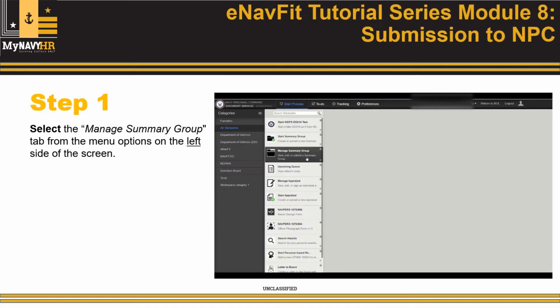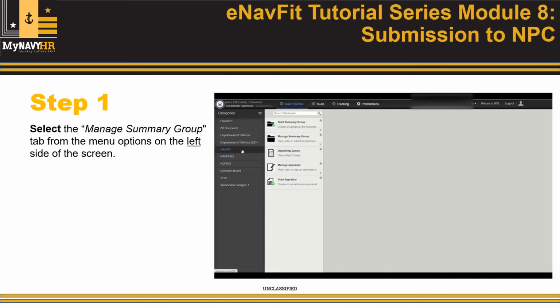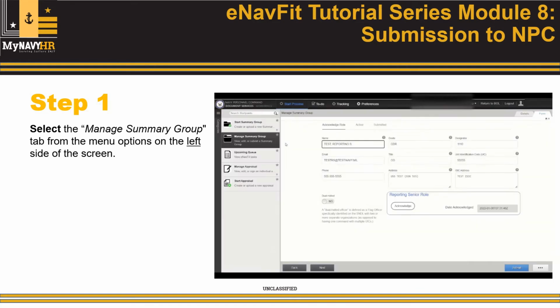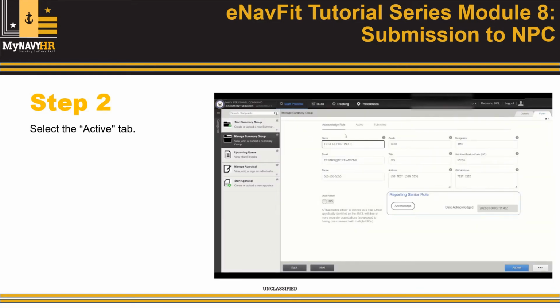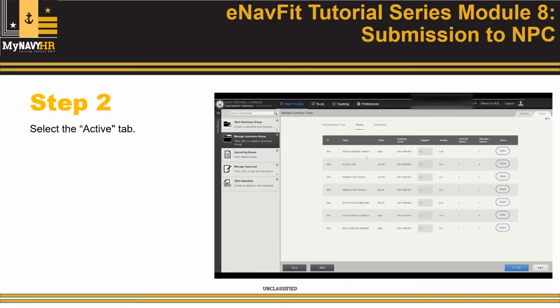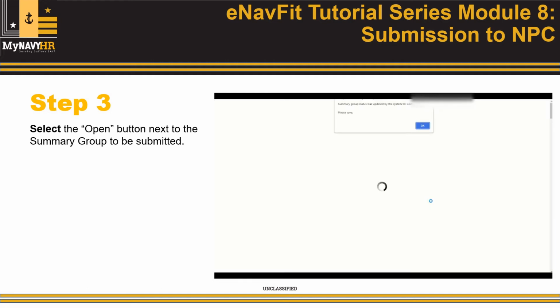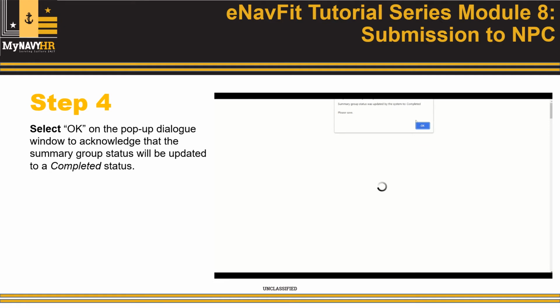Step 1. Select the Manage Summary Group tab from the menu options on the left side of the screen. Step 2. Select the Active tab. Step 3. Select the Open button next to the summary group to be submitted. Step 4. Select OK on the pop-up dialog window to acknowledge that the summary group status will be updated by the interface to a completed status.